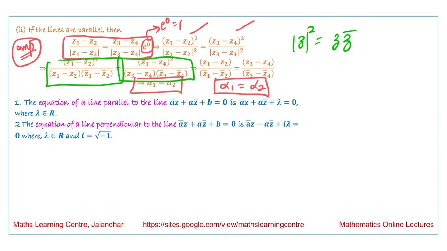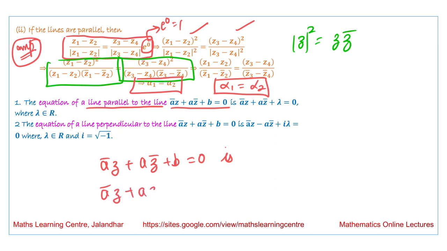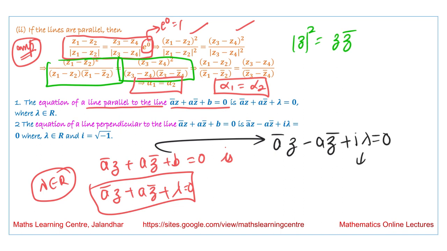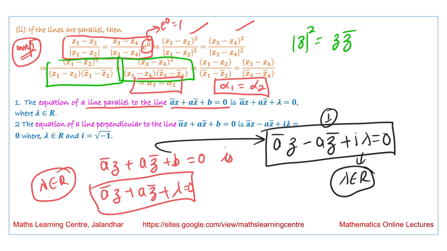Next is the equation of a line parallel to the line a bar z plus a z bar plus b is equal to 0. It is a bar z plus a z bar plus lambda equal to 0, where lambda is any real number. And the equation perpendicular to this line is a bar z minus a z bar plus iota lambda is equal to 0, where lambda is any real number. So this is the equation perpendicular to the given line, and the other is the equation of the line parallel to the given line.